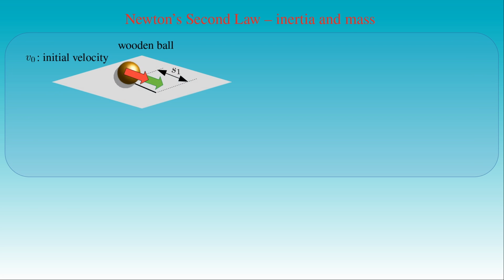If we study the relationship between acceleration and force, then we can also determine the relationship between acceleration and inertia, and introduce the concept of mass. We have seen in the experiment with the wooden ball moving with the initial velocity v0, if we apply a given force to the ball, then it will travel the distance s1 in the time interval t. From the measured distance and time we can determine its velocity v1 given by the ratio of s1 to t, and its average acceleration a1, given by v1 minus v0 divided by t.